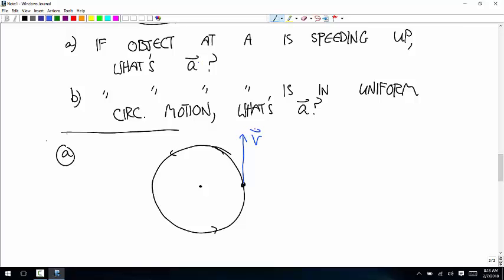For part A, we're saying it's speeding up. So is there a tangential acceleration? Yeah. Correct. And what direction is it? It is straight up, the same direction as V, yep. So there's the tangential acceleration.